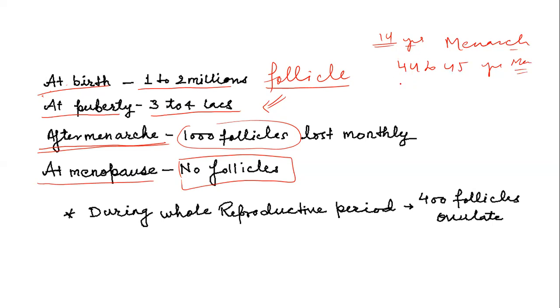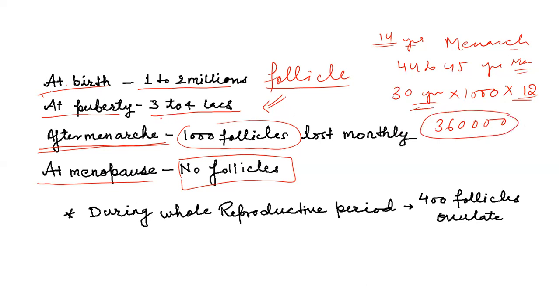So the total reproductive period is around 30 years. And every month, the loss of follicles is around 1,000. Then every year there are 12 months. So if you multiply all this, you will get the number 3,60,000. So you can see this is roughly around 3 to 4 lakh at puberty. At menopause, there will be no follicles. So during the whole reproductive period, only 400 follicles ovulate.